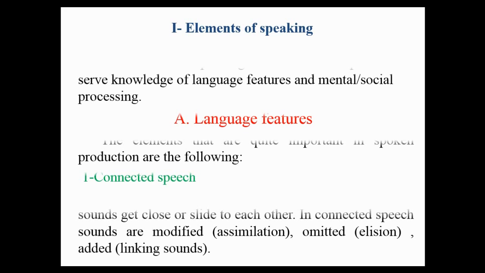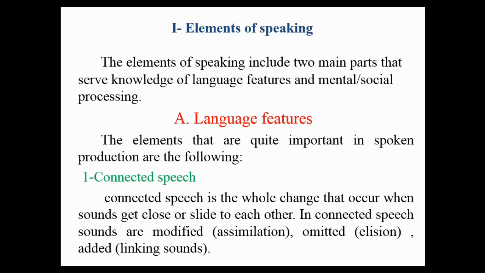Elements of speaking. The elements of speaking include two main parts that serve knowledge of language features and mental and social processing. Language features. The elements that are quite important in spoken production are the following. Connected speech. Connected speech is the whole change that occurs when sounds get close or slide to each other.